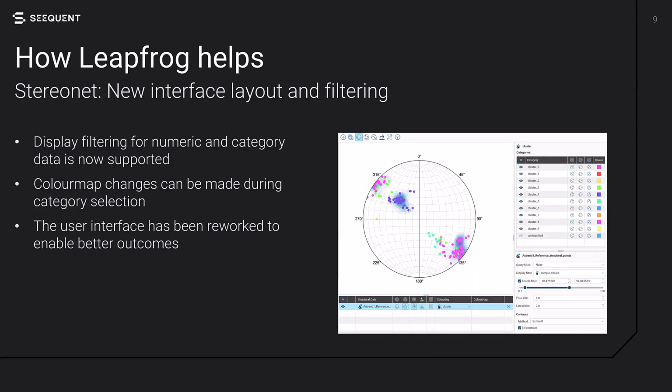This ensures the changes you make to the clustering settings are immediately visible in the project without the need to extract points. Stereonets are essential for structural analysis, and now they're more powerful than ever. With new filtering, color control, and a redesigned interface, you'll get clearer insights and smoother workflows. You can now filter stereonet displays using both numeric and category data. Whether you're isolating specific orientations or focusing on geologic units, filtering helps you zero in on what matters most. Color map changes can now be made during category selection, giving you full control over how your data is visualized. Finally, the stereonet user interface has been reworked for better outcomes. It's cleaner, more responsive, and designed to help you get to results faster with less friction.